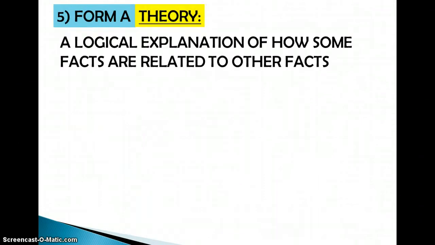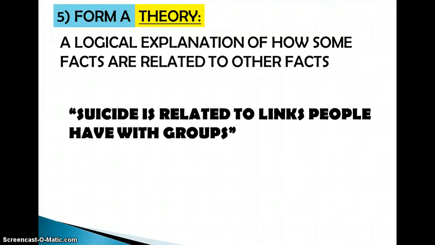And the fifth step is forming a theory. Now, this is a logical explanation of how some facts are clearly related to other facts. In other words, it's not your thoughts, it's not your educated guess anymore. Based on what you have in front of you, your research, your analysis, your statistics, your data, what is clearly going on here? And Durkheim decided that his theory was that suicide is related to the links or connections that people have with different groups.